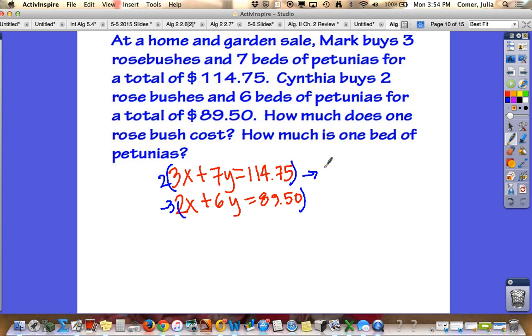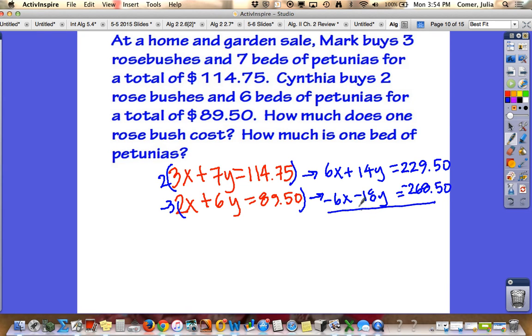Okay, when we do that, I'm going to have a 6x plus 14y equals $229.50. My second equation, I'm going to get a negative 6x minus 18y equal to a negative $268.50. Sorry. Okay, and again, I'm combining these.